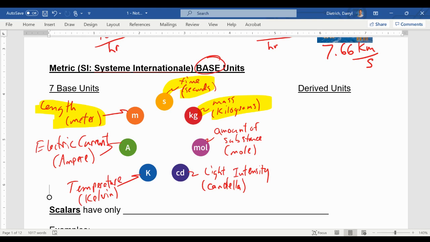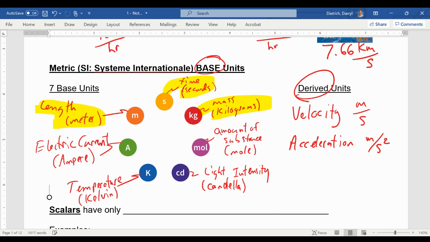Okay, so the 3 that I've highlighted are going to pertain to this unit, and just some derived units that we will use these base units with are velocity. So we'll talk about velocity in terms of meters per second. We're really just combining together those base units. Okay, acceleration, we'll talk about how objects accelerate, and we talk about those in units of meters per second squared.